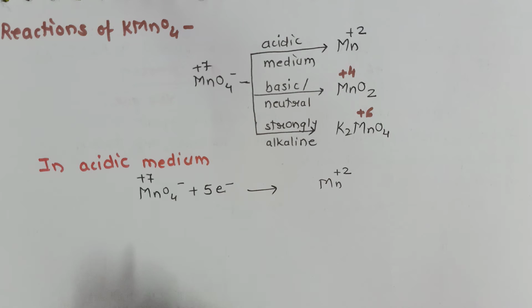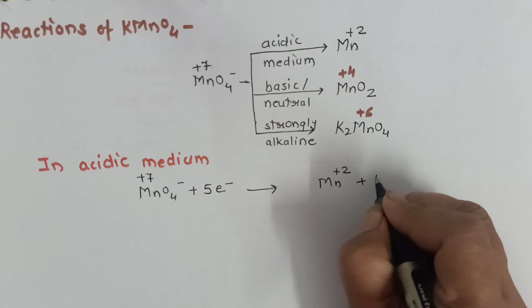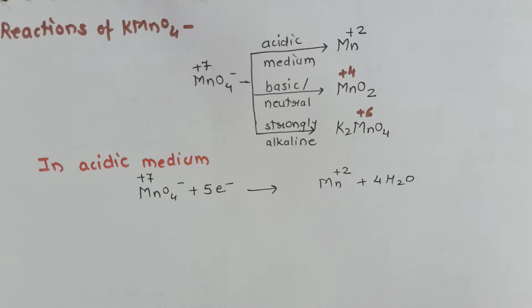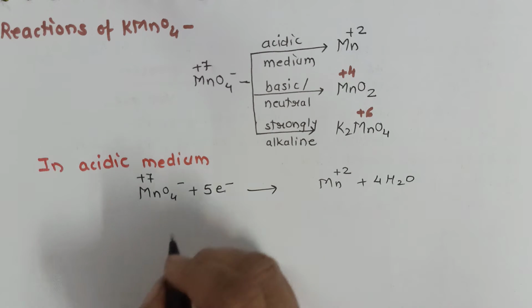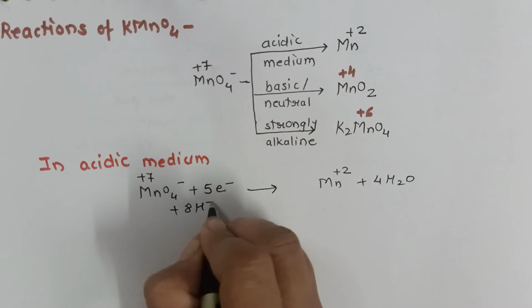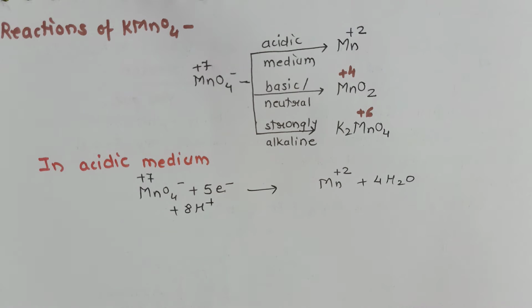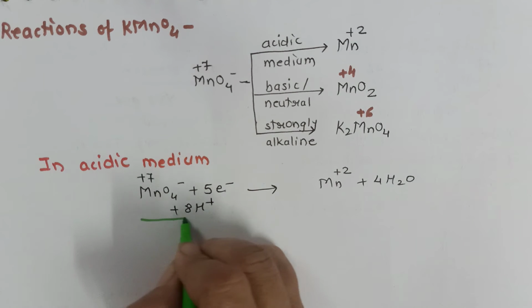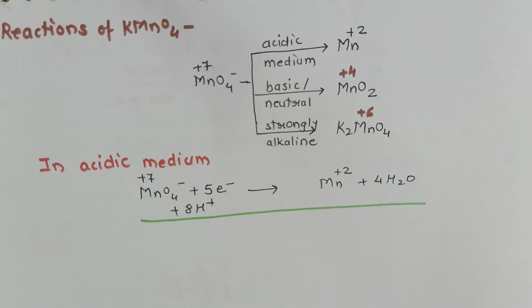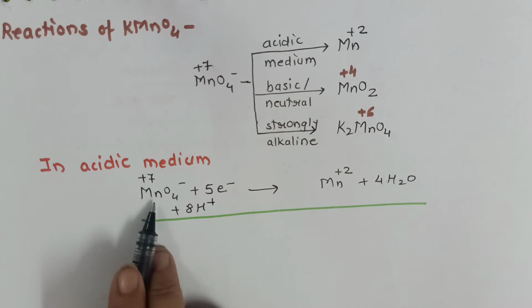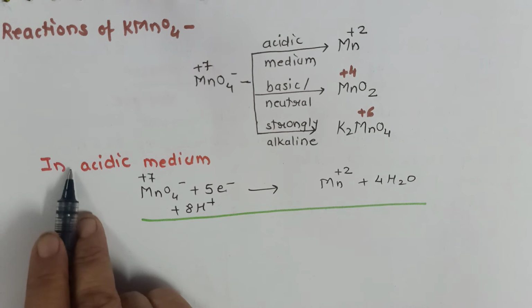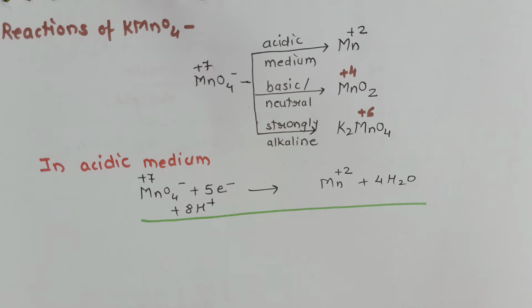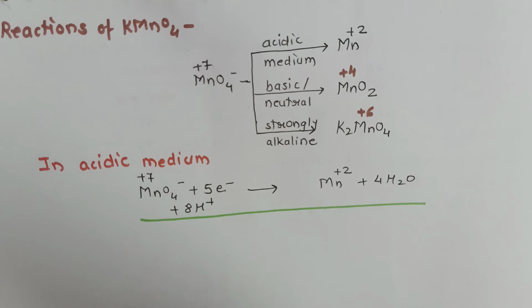Now let us balance oxygen, 4 oxygen. So to balance it, I will add 4 H2O. And to balance hydrogen, I will add here 8 H plus. Now this will be a basic equation that will be used everywhere whenever you are considering the reaction of MnO4 minus in acidic medium. Now let us see how KMnO4 in acidic medium oxidizes the other elements.